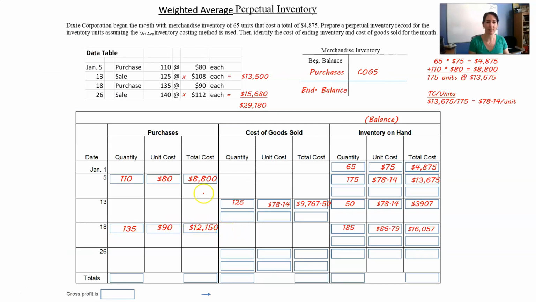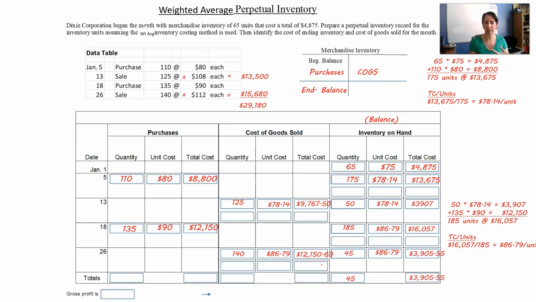Okay, on the 26th, I'm going to sell 140 units. I'm selling 140, and they're all worth $86.79. So there you go, $86.79. And I had 185, I sold 140, so I'm left with 45 of them at $86.79. And there you go. We would do the same kind of adding up that we did before. We would add them all together, get our totals.